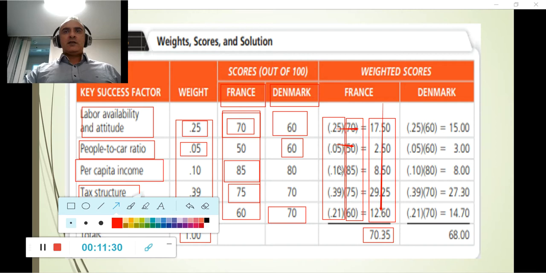Multiply result. Multiply result. Multiply result. Add them up. That's the result.